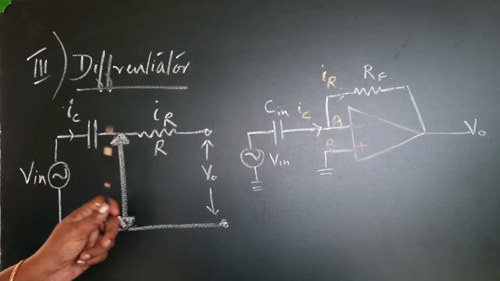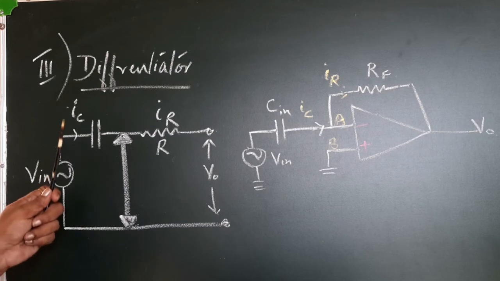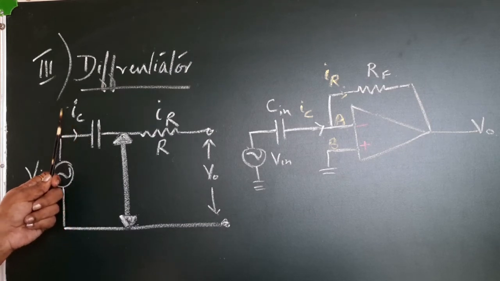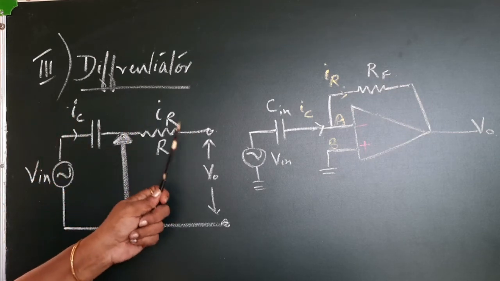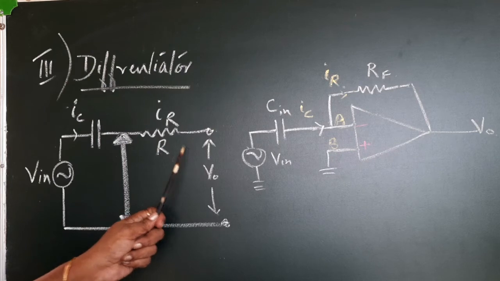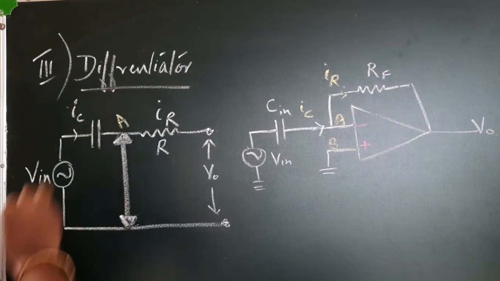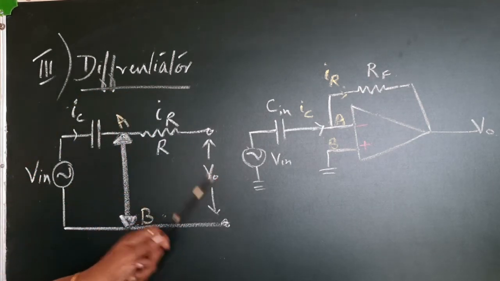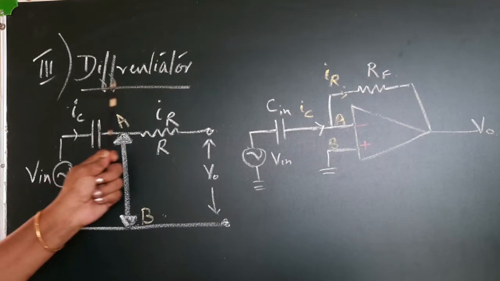Now let us see the equivalent circuit. So this is a capacitor, you can call it IC or I in. This is the current IR, this is a resistor. This point is the virtual ground point A. This is the input signal, this is the output signal. So this is the equivalent circuit of a differentiator.